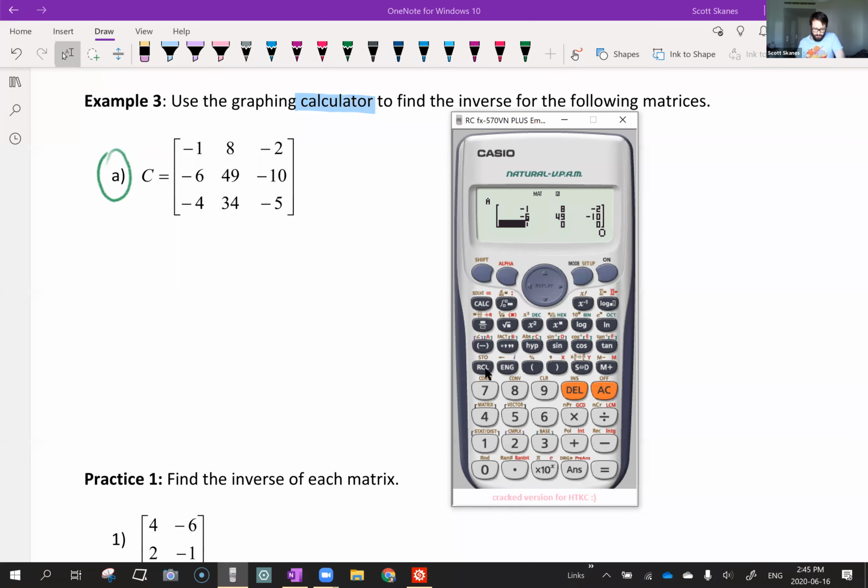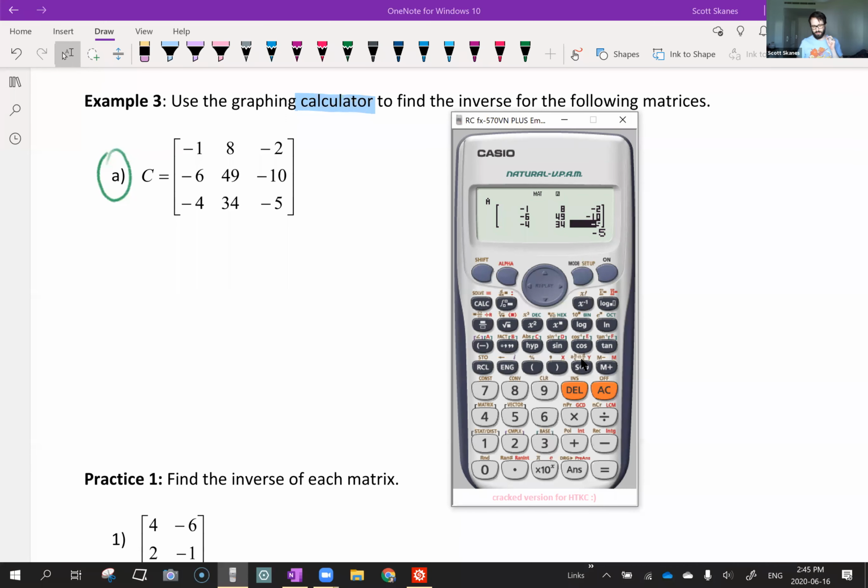-10. -4. 34. And -5. So I'm just going to check over it to make sure that everything's okay. And you'll notice now, Ahmed, the number in the bottom right is just my selection. You see that now? See that? Okay, so -1, 8, -2, -6, 49, -10, -4, 34, -5. So my matrix is fine.